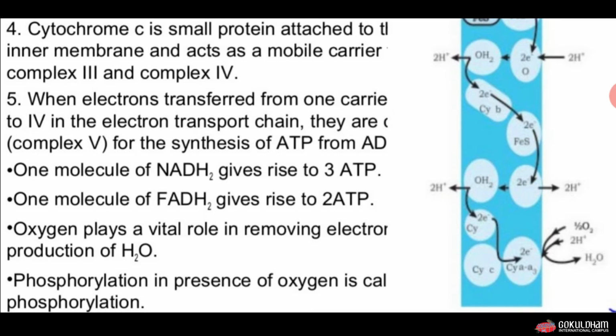We have also discussed phosphorylation in photosynthesis, where phosphorylation means formation of ATP. The phosphorylation in photosynthesis depends on light, so it is known as photophosphorylation. Here it is independent of light and takes place in the presence of oxygen, so it is known as oxidative phosphorylation.